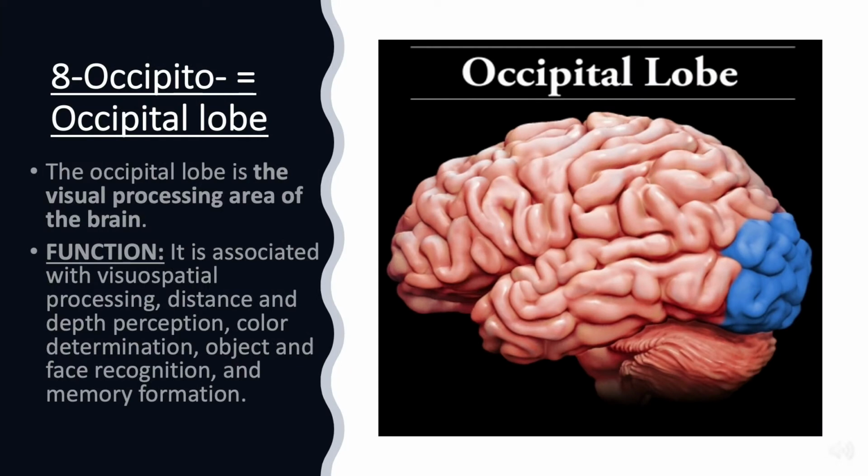Eighth example is occipital, which means occipital lobe. The occipital lobe is the visual processing area of the brain. Function: it is associated with visuospatial processing, distance and depth perception, color determination, object and face recognition, and memory formation.